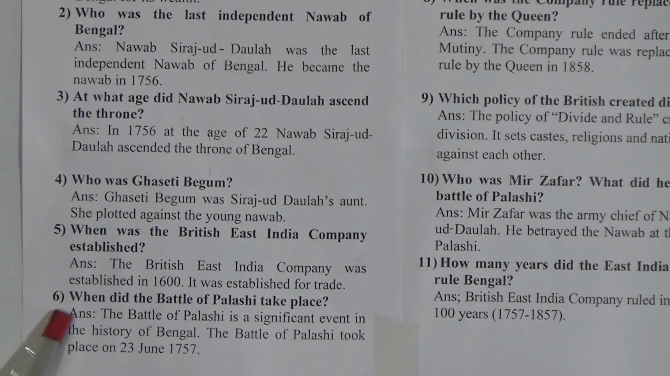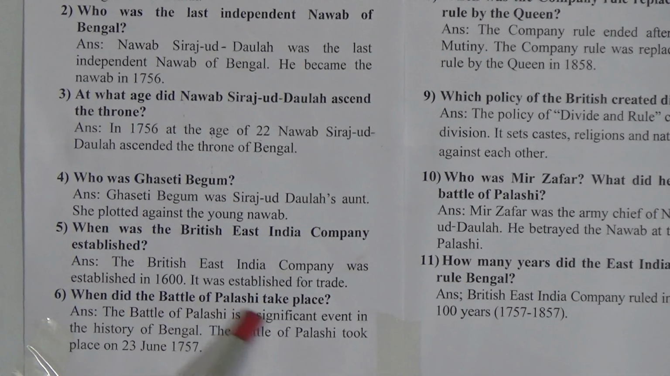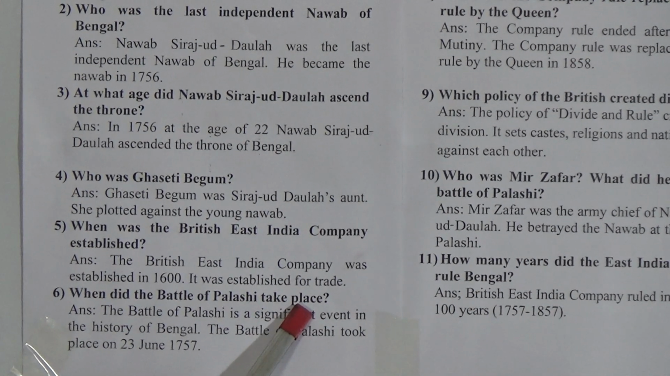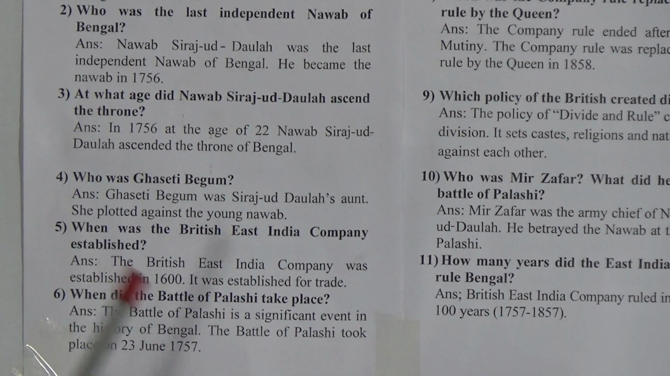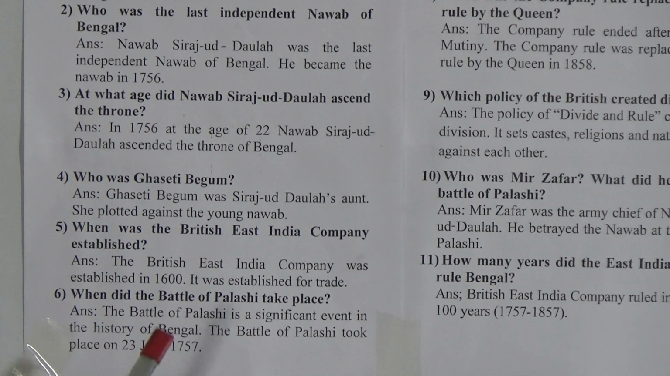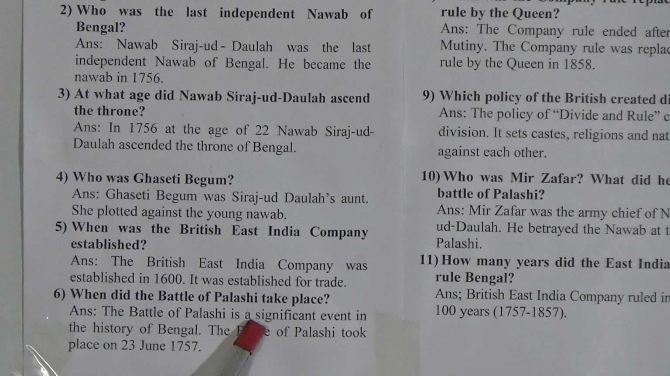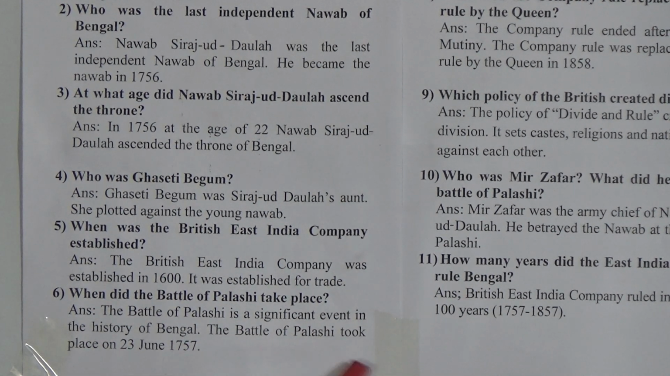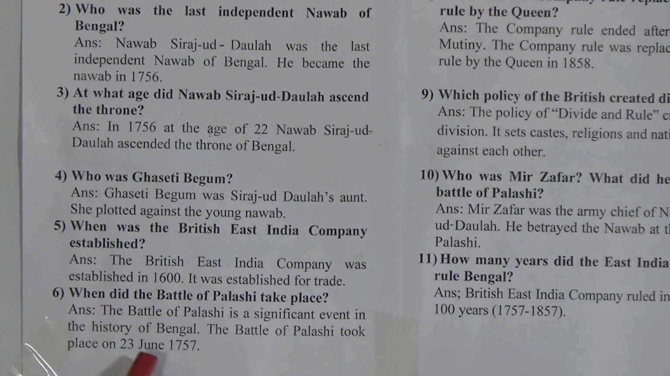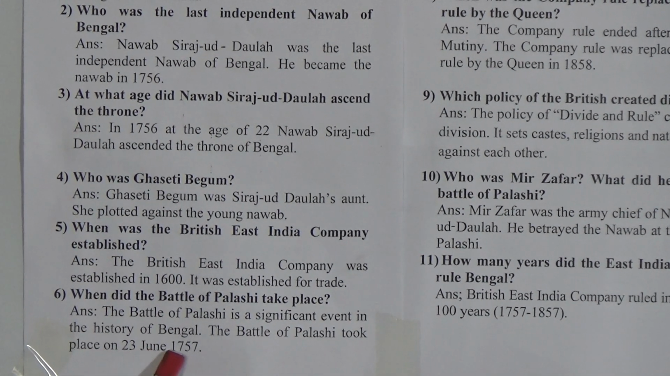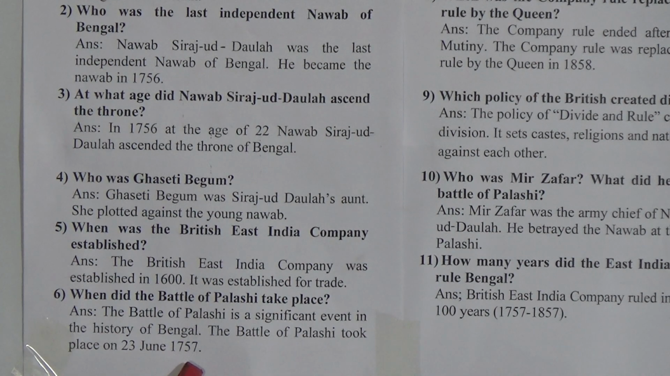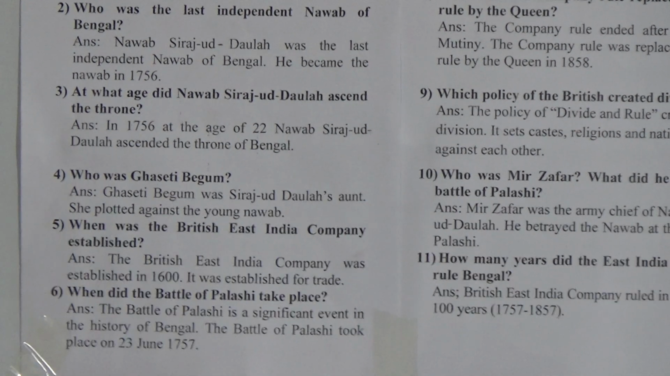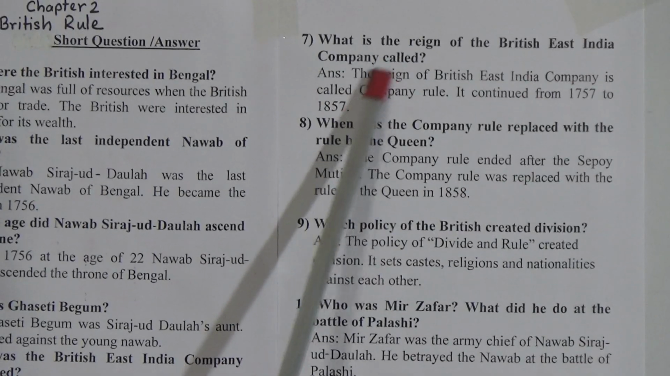Number 6, when did the Battle of Palashi take place? And we know the answer, it was on 23rd June 1757. So our answer is, the Battle of Palashi is a significant event in the history of Bengal. The Battle of Palashi took place on 23rd June 1757.